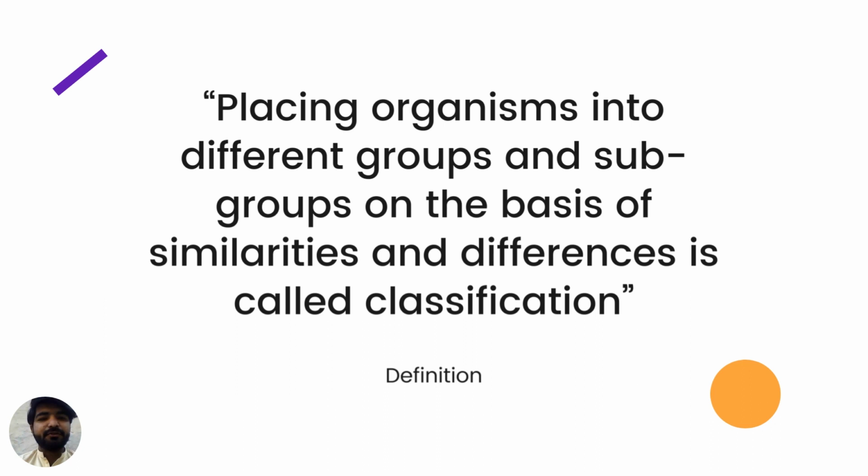Classification means placing organisms into different groups and subgroups on the basis of similarities and differences. Species that are alike or have the same features are categorized into the same groups, and when there is a slight difference, they are classified into different subgroups of the same group. It means classification helps to understand a large variety of animals, especially in our present video about the fishes.